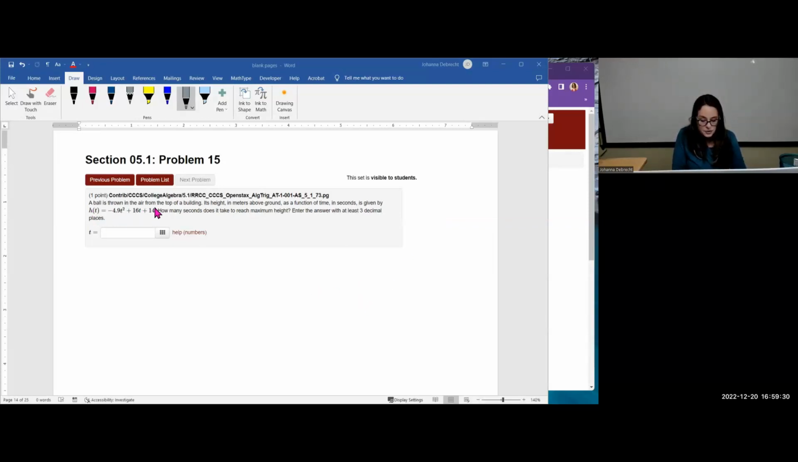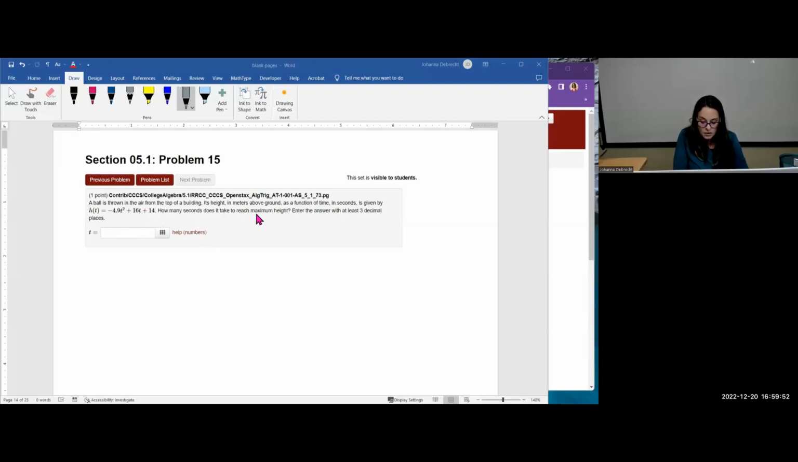A ball is thrown in the air from the top of a building. Its height in meters above the ground as a function of time in seconds is given by h of t equals negative 4.9 t squared plus 16t plus 14. How many seconds does it take to reach maximum height? Enter the answer with at least 3 decimal places.